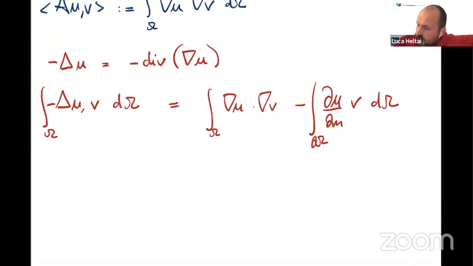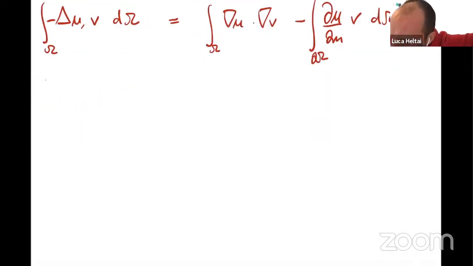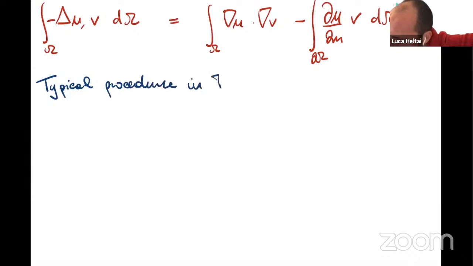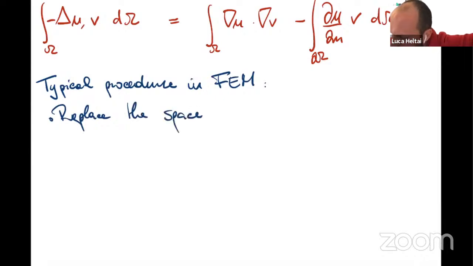So let me just spoil this from the beginning. The typical procedure in FEM is to replace the space V. I haven't said yet what the space V is, but it's a Hilbert space in this particular discussion, which is infinite dimensional.